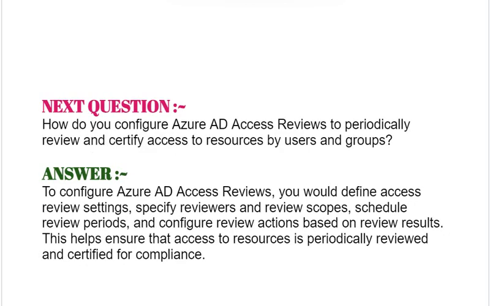Our next interview question is: how do you configure Azure AD Access Reviews to periodically review and certify access to resources by users and groups? Your answer should be to configure Azure AD Access Reviews. You would define access review settings, specify reviewers and review scopes, schedule review periods, and configure review actions based on review results. This helps ensure that access to resources is periodically reviewed and certified for compliance.